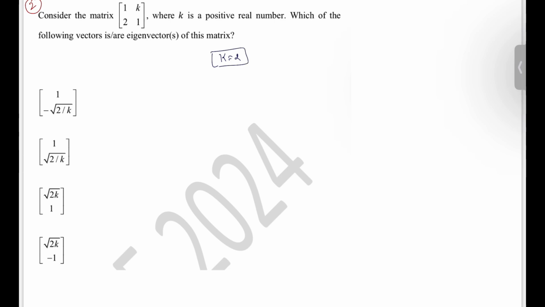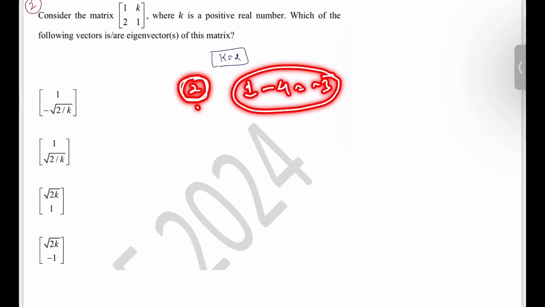Because I know about symmetric matrices that they have orthogonal eigenvectors corresponding to different eigenvalues. So if k is equal to 2, then this will be a symmetric matrix. Then definitely I should get two different eigenvalues, because the sum of the eigenvalues is 2, and what will be the product? The product will be 1 minus 4, that is minus 3, right? So the sum is 2 and the product is minus 3. So what will be the eigenvalues? The eigenvalues will be different, right?